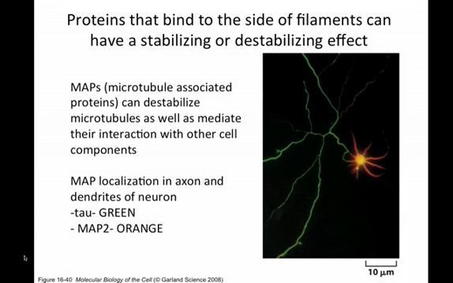So one MAP is called tau, and it's labeled green. And one is called MAP2, and it's labeled orange. And so you can see there are different types of proteins that are functioning in different parts of the neuron and have different functions.